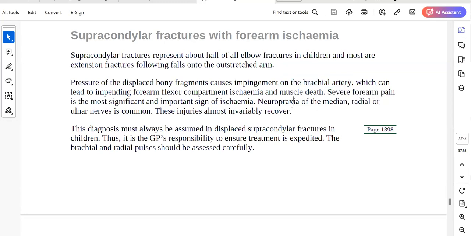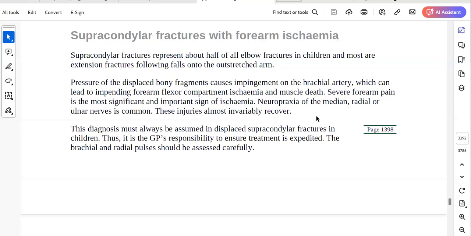So the part of the forearm which is supplied by the brachial artery will not get enough blood supply, which is the forearm flexor muscles. So this patient can complain of very severe forearm pain. Always make sure, if a child has a supracondylar fracture and even after treating the fracture the patient is complaining of severe pain in their forearm muscle, that the brachial artery has not got injured, because that's one of the most important things to rule out.